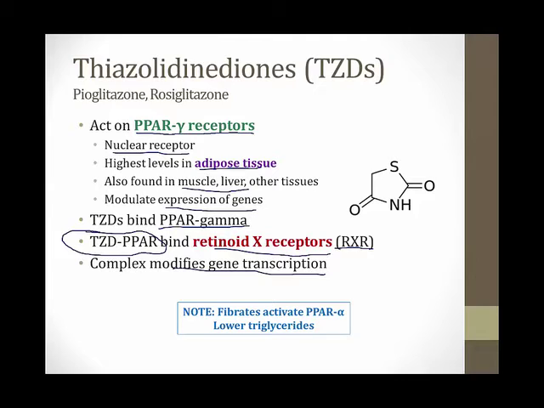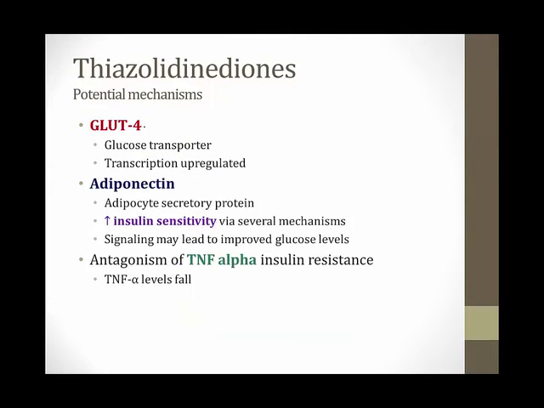Just a side note here, fibrates, which are drugs used in hyperlipidemia, activate a related receptor called PPAR alpha, and this leads to lowering of triglyceride levels. The exact mechanism by which TZDs bind to the PPAR gamma receptor and improve blood sugar levels is not known, and if you do a PubMed search on TZDs, you will find lots of basic science papers trying to understand the mechanism of these drugs.